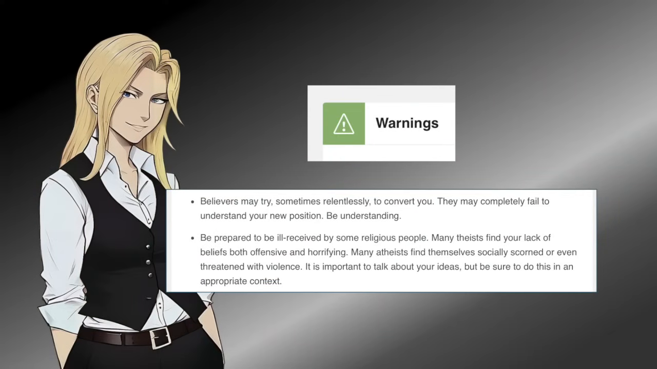So point 4, warning 4, be prepared to be ill-received by some religious people. Many theists find your lack of beliefs both offensive and horrifying. Ooh, not pulling any punches there either. Many atheists find themselves socially scorned or even threatened with violence. It is important to talk about your ideas, but be sure to do this in an appropriate context.